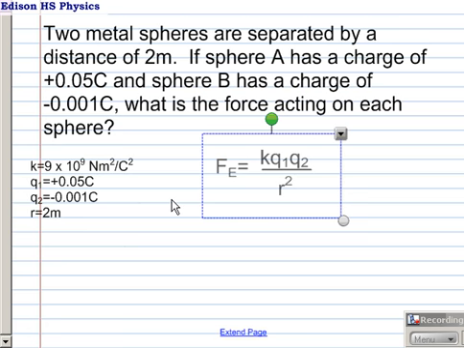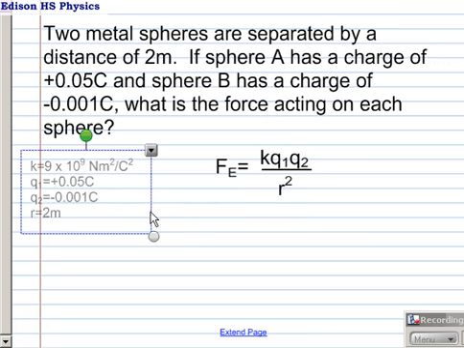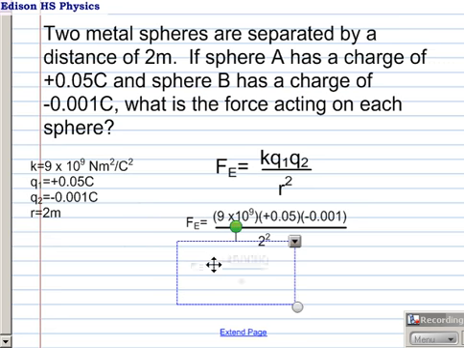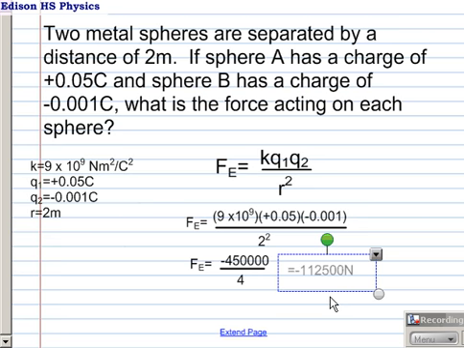So I write down my formula for Coulomb's law, plug in my numbers, solve, and come up with a final answer of 112,500 newtons. And it's an attractive force.